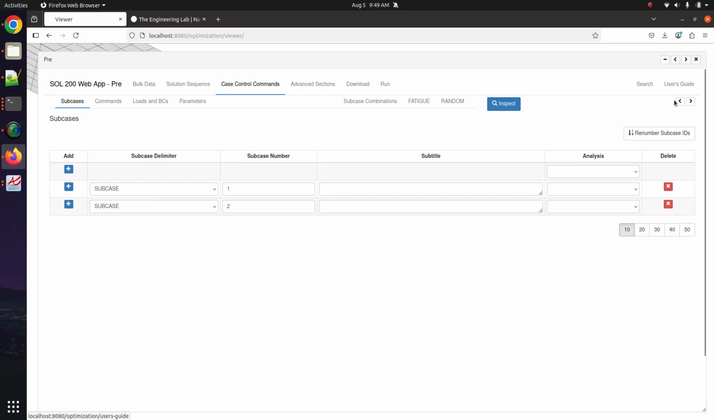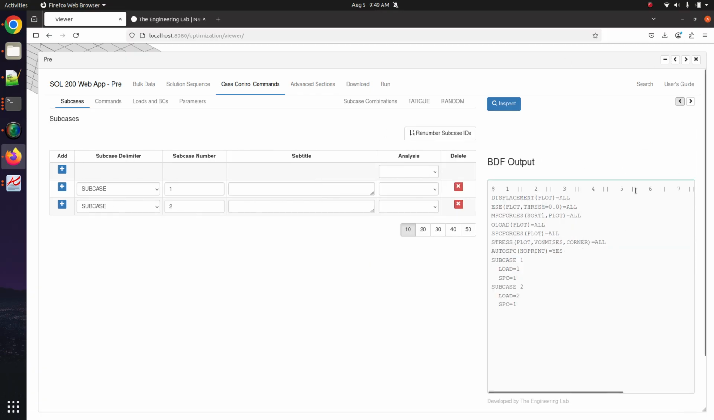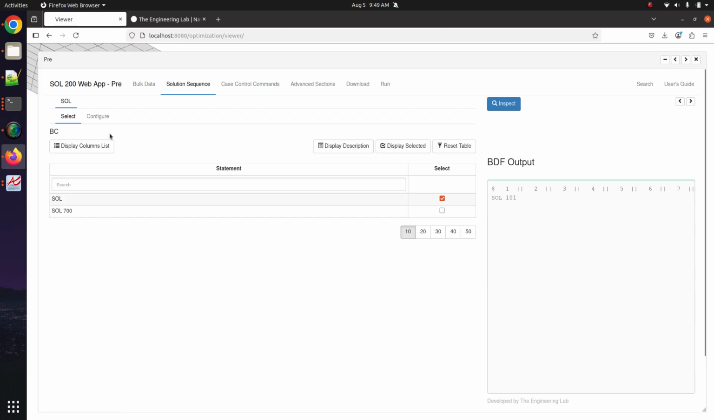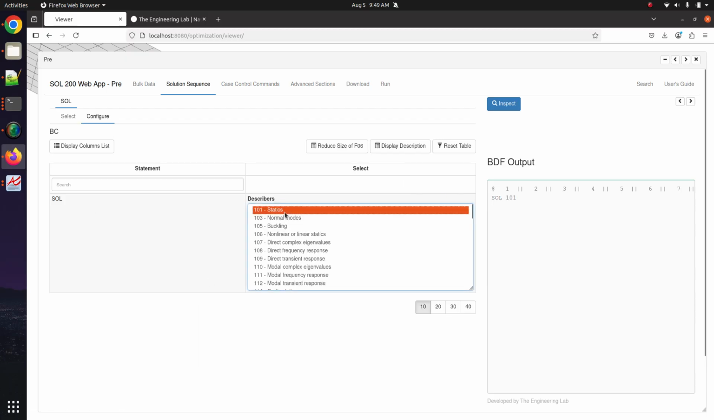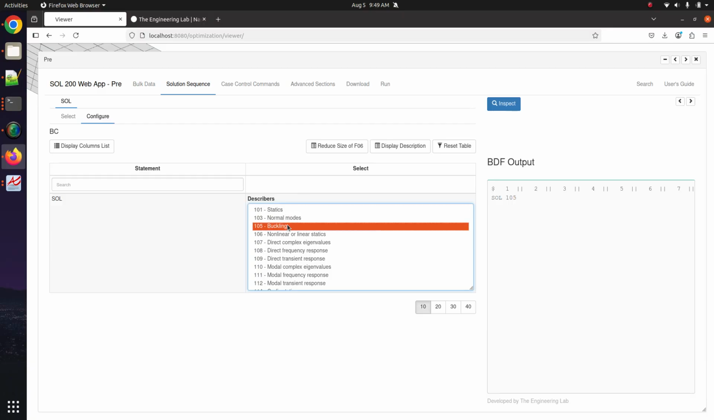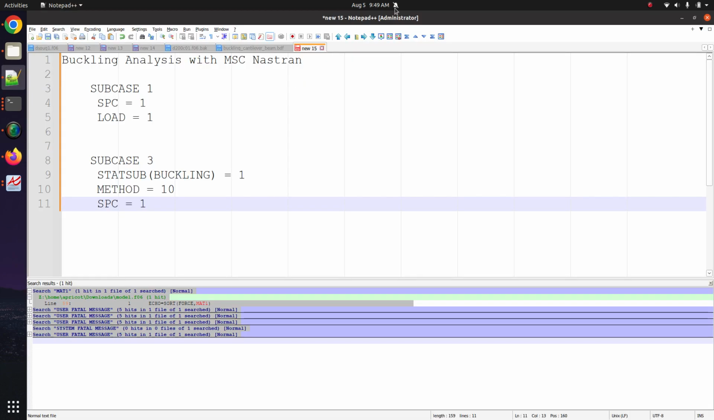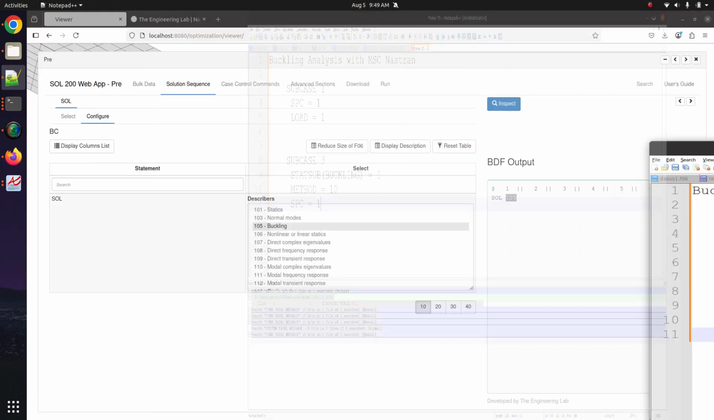Let me open the right side so you see what's going on in the bulk data file. Let's go to solution sequence and go to configure. Right now it's configured for SOL 101 or statics analysis. Let's change this to buckling. So we'll select SOL 105. Notice here on the right now it says SOL 105. And let me move this to the side.